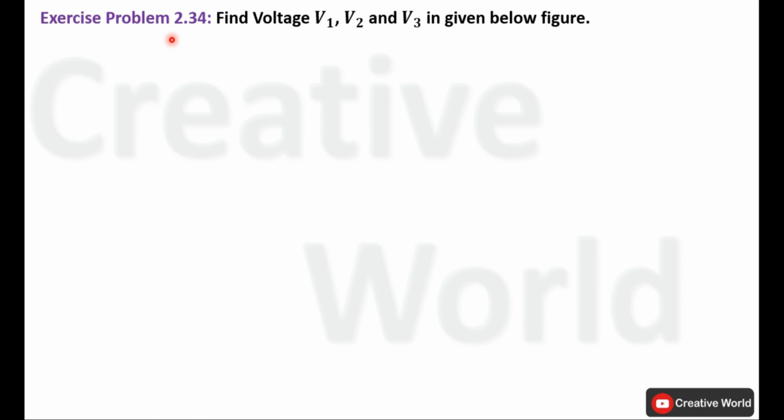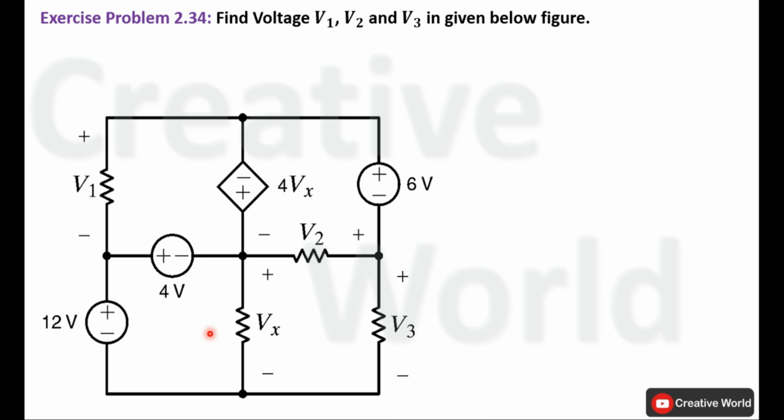Exercise problem number 2.34. Find voltage V1, V2 and V3 in the given figure. This is the circuit diagram of the given problem. We have to find voltage V1, V2 and V3 inside this circuit. If we observe, the only information provided is in the form of voltage, and it is asked to calculate the value of voltage as well. No other circuit element parameter is provided. So we will use Kirchhoff's voltage law to solve this problem, which is purely based on voltage.